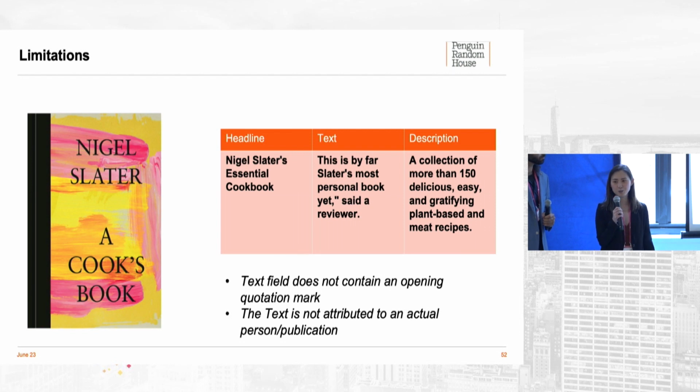This book, A Cook's Book by Nigel Slater. So it's kind of nitpicking, but essentially the criticism was that it's missing an open quotation mark in the text field. And in addition, it's not attributed to an actual person. So for Facebook ads, we definitely want to be very precise, very on point.